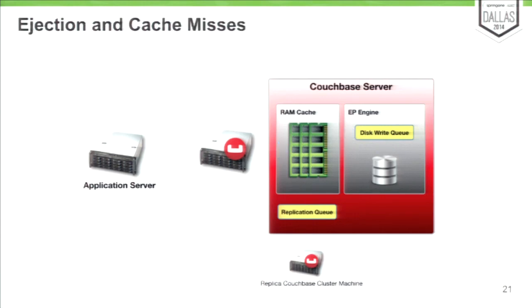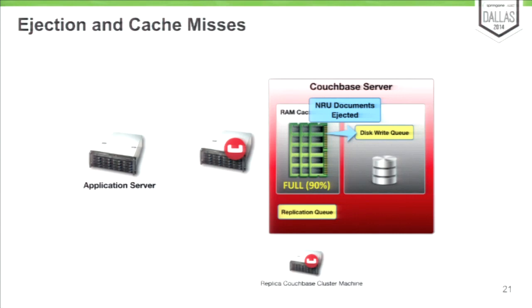Now, two other things: ejection and cache misses. If you're storing a document and writing to your cluster, it could be that you want to write more data than you have memory available. At some point, the server needs to eject documents from memory. They're still persisted on disk, of course, but it needs to eject them so it can accept new data.